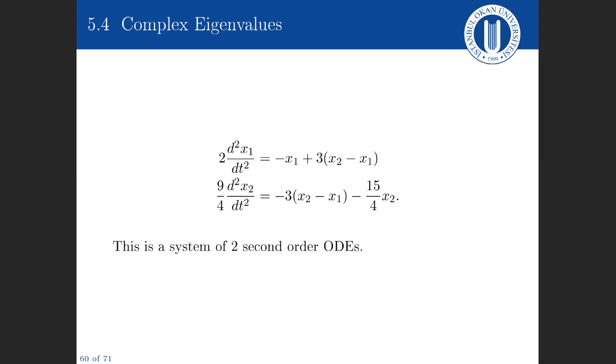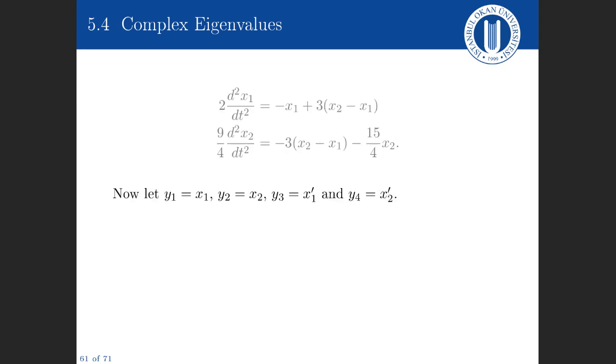But we haven't been studying systems of second order equations, we've been studying systems of first order equations. Think back to how I started in the introduction. I showed how we can convert a second order equation into a system of two first order equations. We're going to do that again here. We want a system of first order differential equations. So I'm going to introduce new variables y1 up to y4. y1 I'm going to call x1, y2 I'm going to call x2, y3 is x1 prime, and y4 is going to be x2 prime. Then y1 prime, that's x1 prime, is the same as y3. y2 prime or x2 prime is the same as y4.